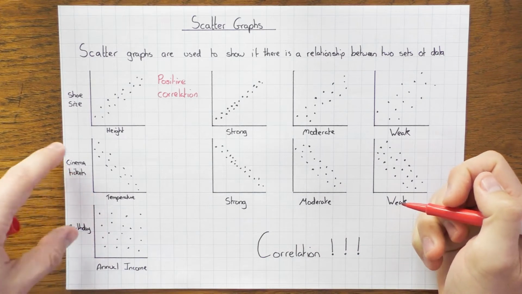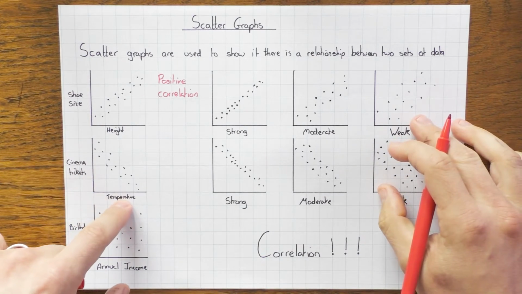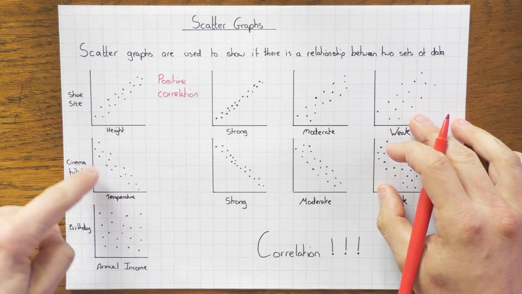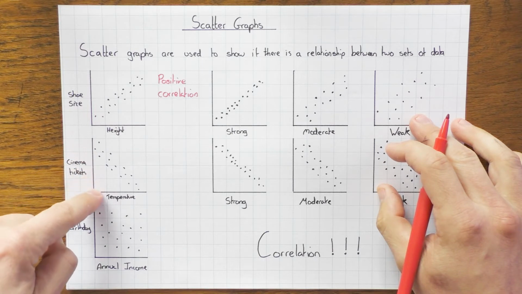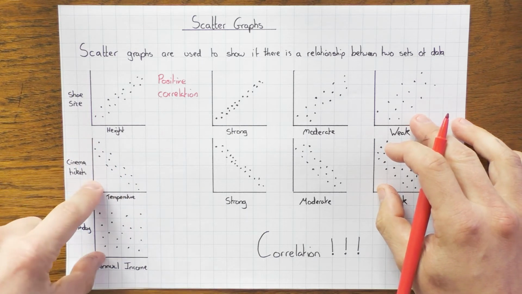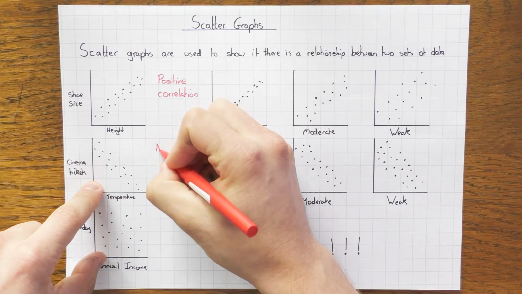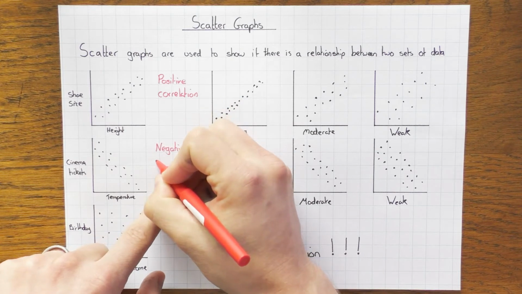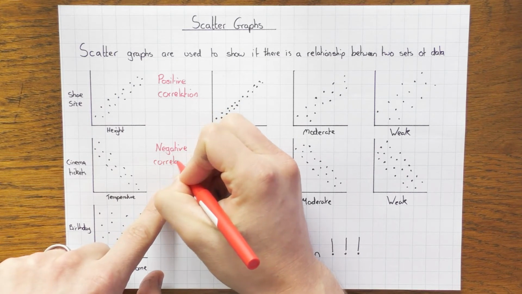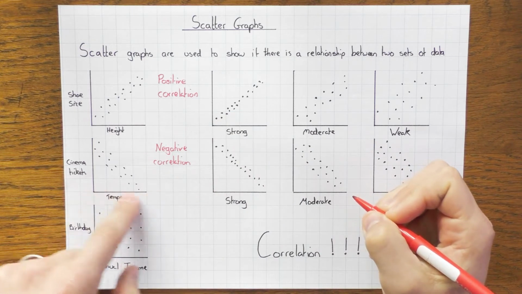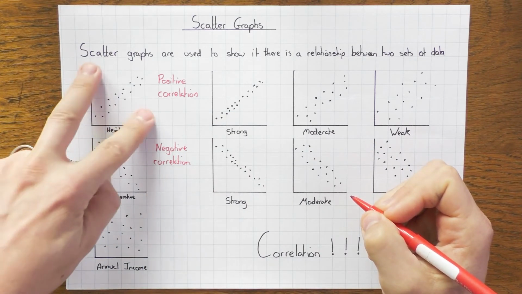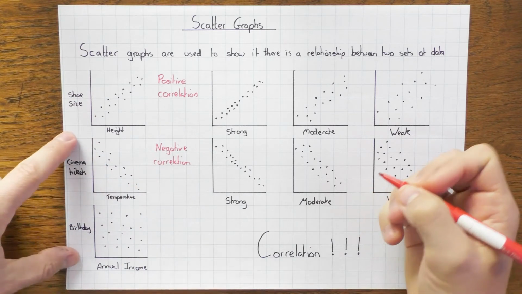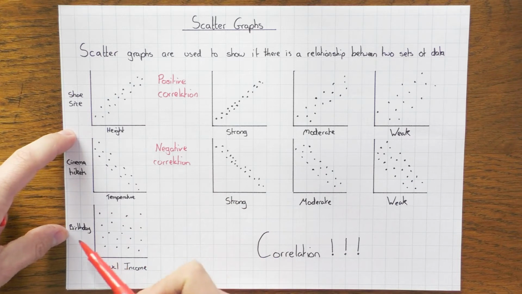This one here, so we've got cinema tickets and we've got temperature. This one's slightly different. There is still a relationship because as the temperature increases, cinema ticket sales decrease. So as one increases, the other decreases. So we say this has a negative correlation. So positive is easy, they both increase. This one here, as one increases, the other decreases. So that's negative.